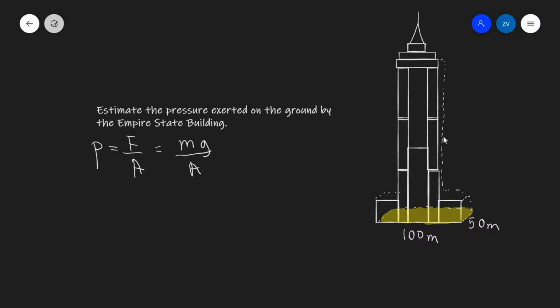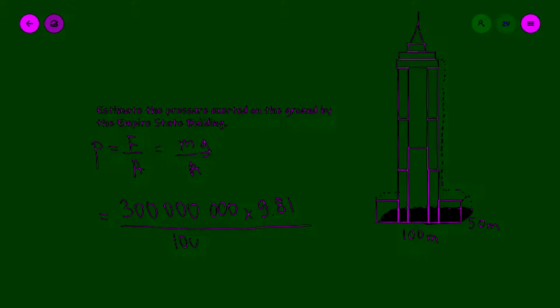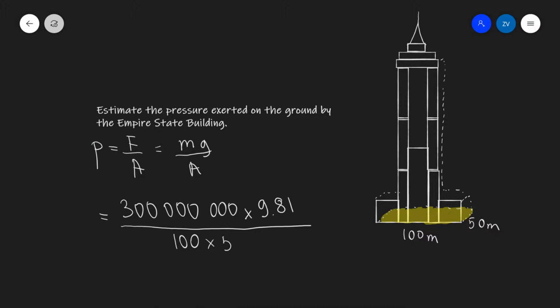So for the estimate of the mass, let's say I'm going to use 300,000 tons, so 300,000,000 kilograms... let's say 3 million kilograms in total, and I'm going to multiply that by 9.81, and then I'm going to be dividing that by the area, which will be 100 times 50.